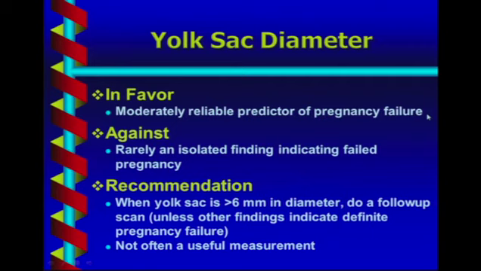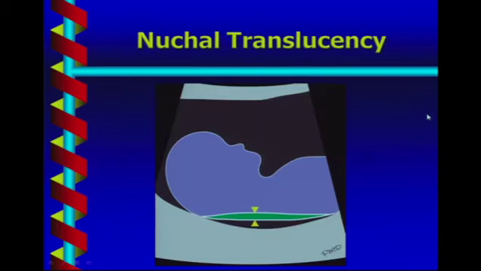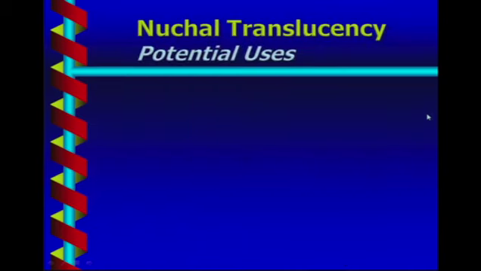It's not often an isolated finding indicating failed pregnancy, and the recommendation here is that when the yolk sac is greater than 6 millimeters in diameter, one should do a follow-up scan. It's not very often a useful measurement, but if it looks big, we measure it. What about the nuchal translucency?